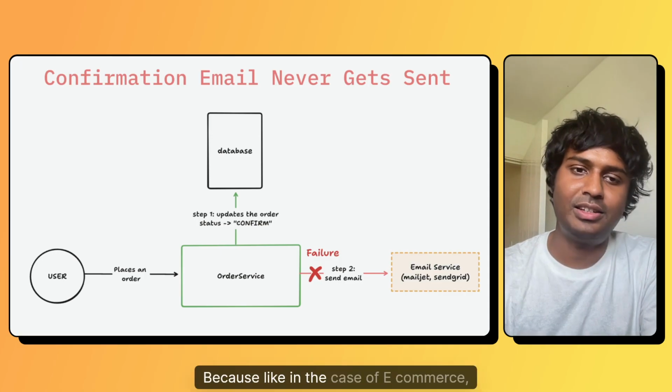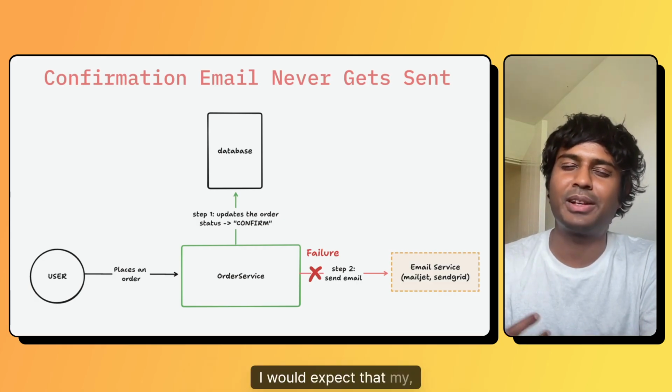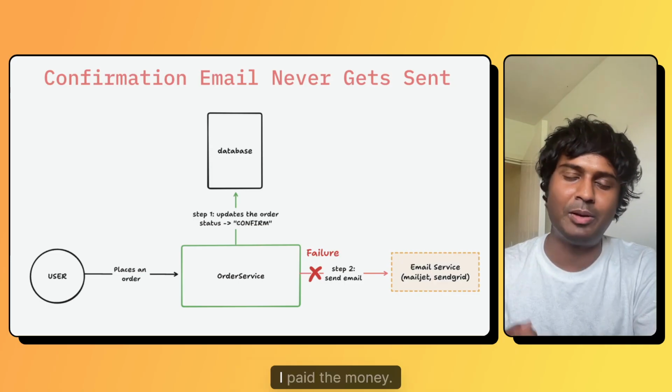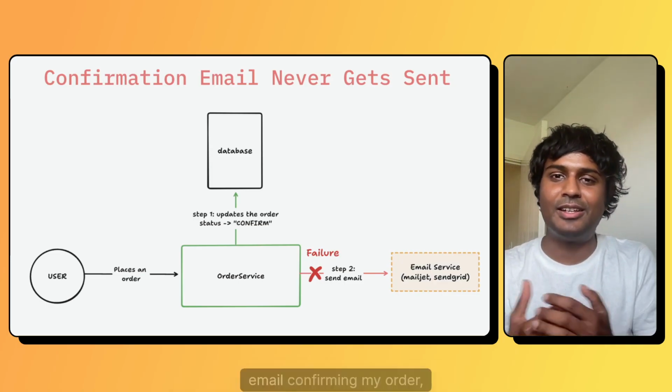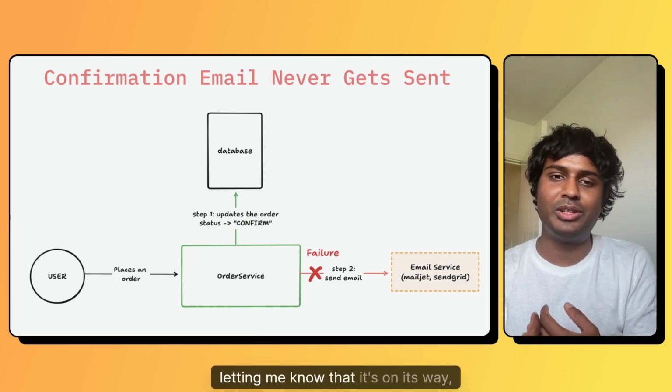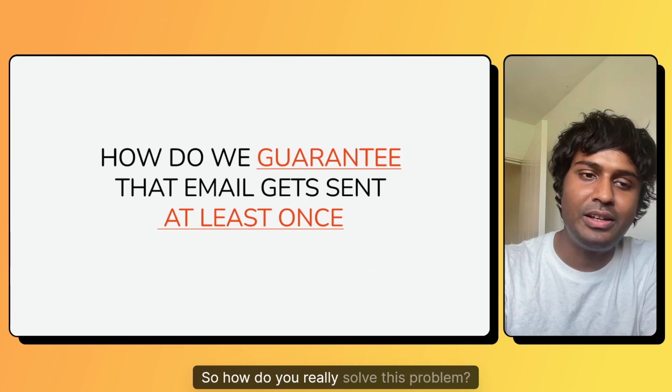Because in the case of e-commerce, if I'm placing an order at Amazon, I would expect that I get a confirmation email. I paid the money, so I expect as a user experience that I get an email confirming my order, letting me know that it's on its way. Otherwise I will panic as a user. So how do you really solve this problem?